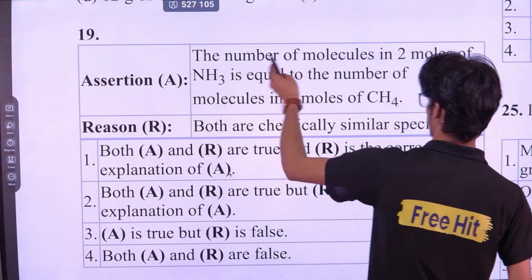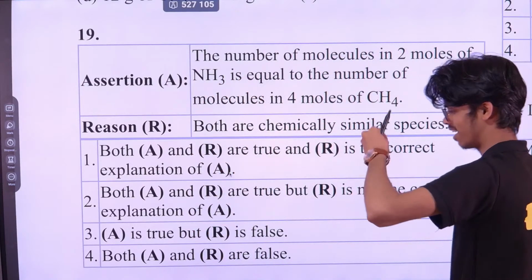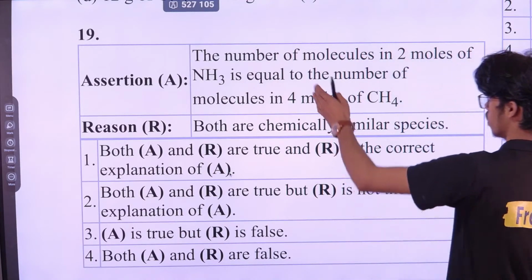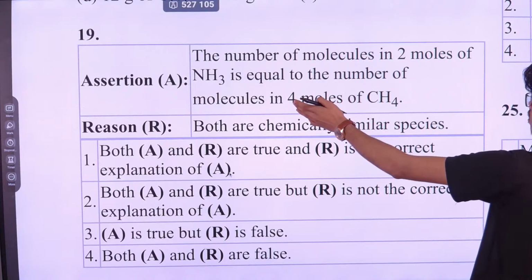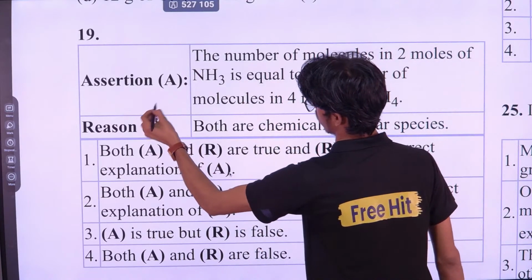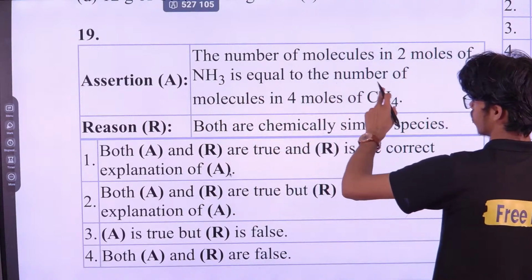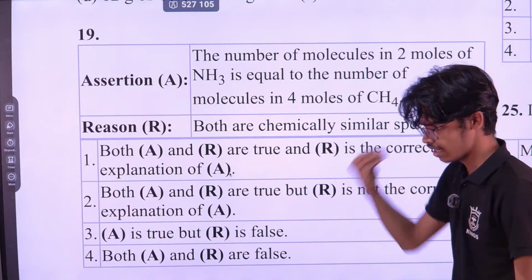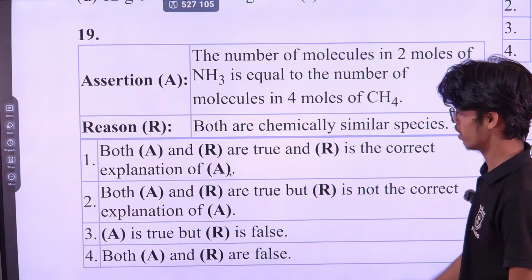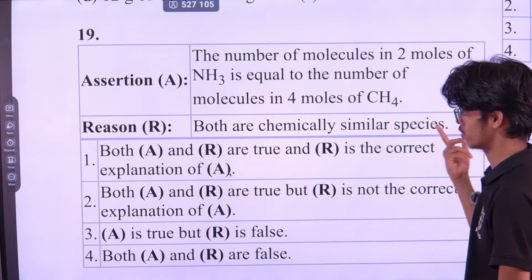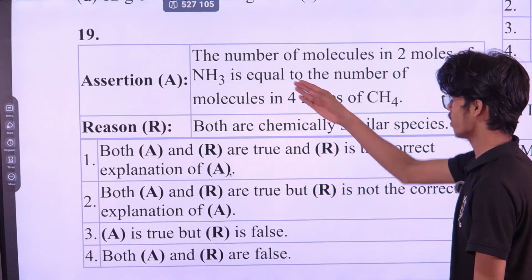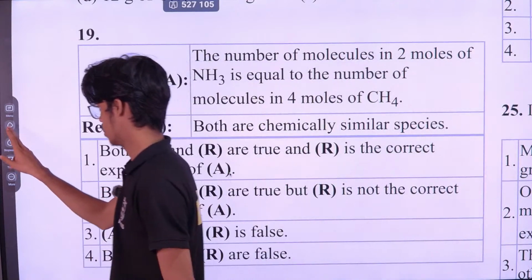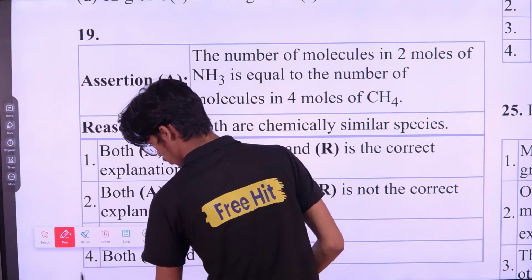Simple. It is asking the number of molecules in 2 moles. Okay, it is going to confuse you with the number of molecules. Always remember number of moles. Number of molecules in 2 moles of ammonia is equal to the number of molecules in 4 moles of CH4. Obviously, if the number of moles are not equal, the number of particles are not going to be equal. So the assertion is wrong. The reason is saying both are chemically similar species. So the reason is incorrect itself. They are not even chemically similar. One is a hydrocarbon, the other one is not. So both A and R are wrong. Okay, so option number 4 is the right option.